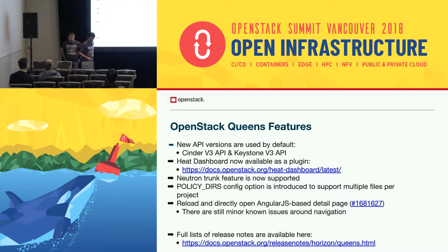I'll cover Queens and Rocky features. First thing is the Queens features, which is the last release of OpenStack. There are several changes in this cycle. The most important thing is that the default API of Cinder and Keystone was changed. So if you still use the default value, you need to check whether your Horizon configuration works or not.